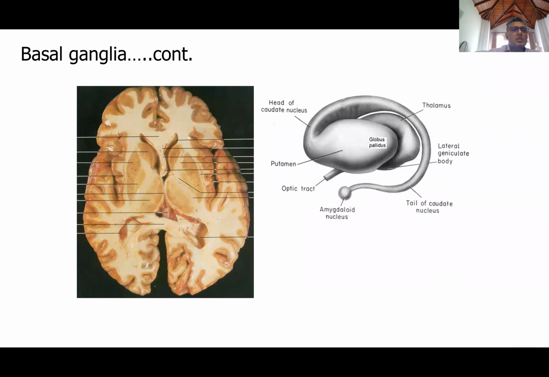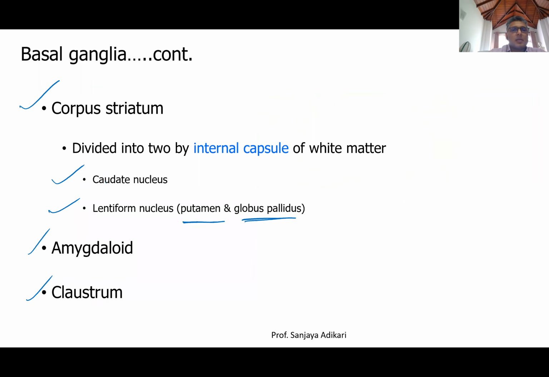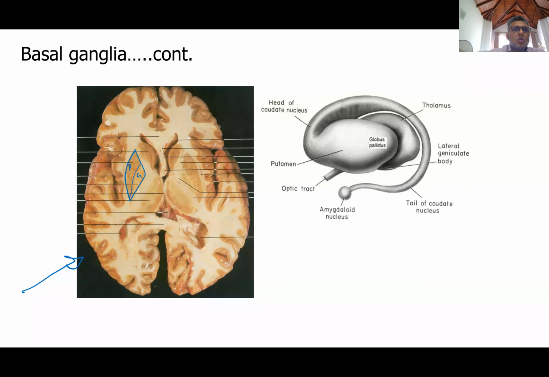In this diagram, this is a horizontal section of the brain, cut like this. In this horizontal section, this whole thing is the lentiform nucleus. Then you get the putamen and the globus pallidus. This is putamen, and this is globus pallidus. Then this is the caudate nucleus. This is only the head of the caudate nucleus, that is this part.